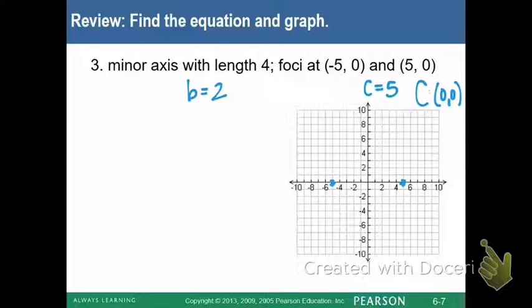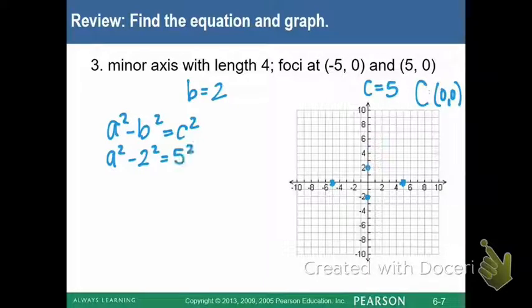I can also go ahead and graph where that's going to be because I know that the foci are always on the major axis. So in this case, the minor axis will have to be the y-axis. A total length of 4 would give me going up and down 2 units. So with this one, I'm going to have to find a in order to graph this thing and come up with the equation. Remember, I always use a squared minus b squared equals c squared to solve for my missing piece. So I'll have a squared minus 2 squared equals 5 squared.